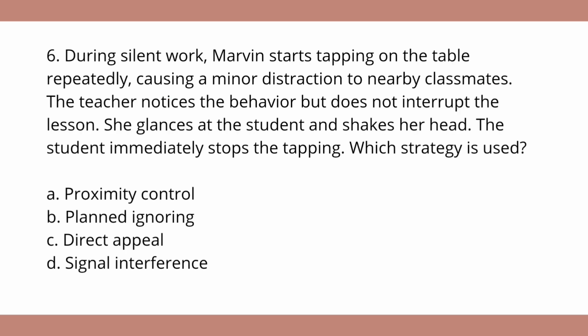Question number 6. During silent work, Marvin starts tapping on the table repeatedly, causing a minor distraction to nearby classmates. The teacher notices the behavior but does not interrupt the lesson. She glances at the student and shakes her head. The student immediately stops the tapping. Which strategy is used? Letter A. Proximity control. Letter B. Planned ignoring. Letter C. Direct appeal. Letter D. Signal interference.